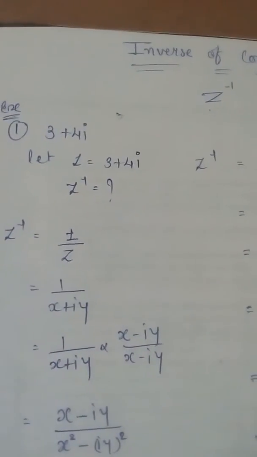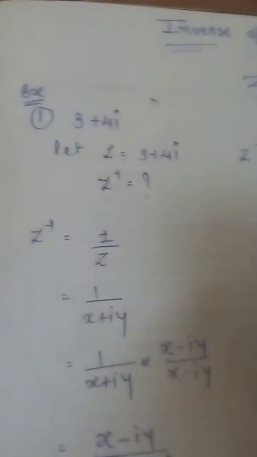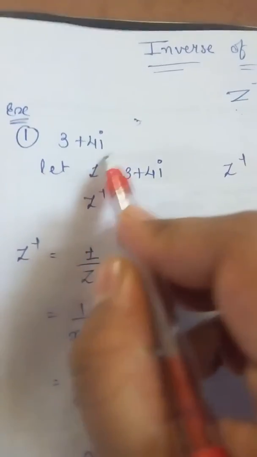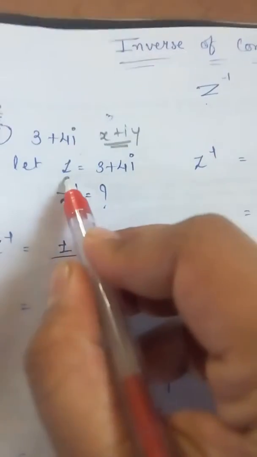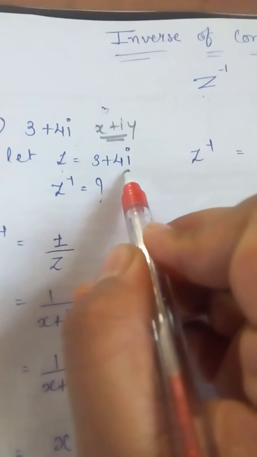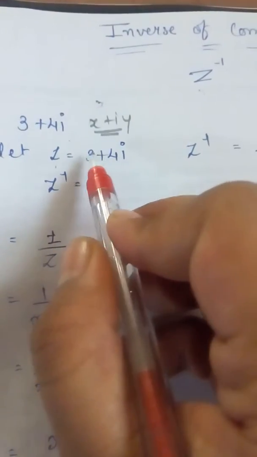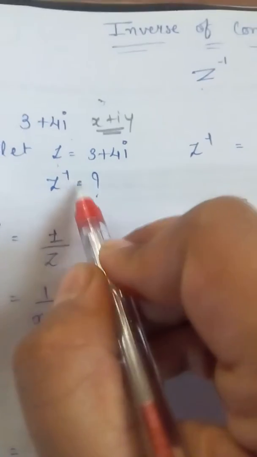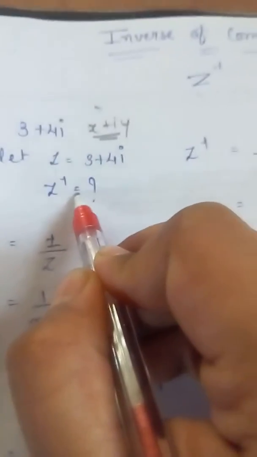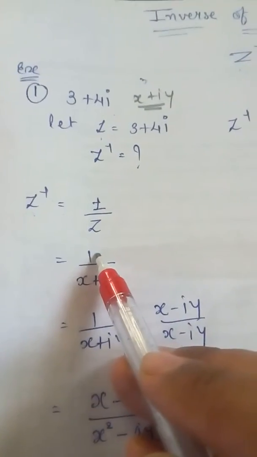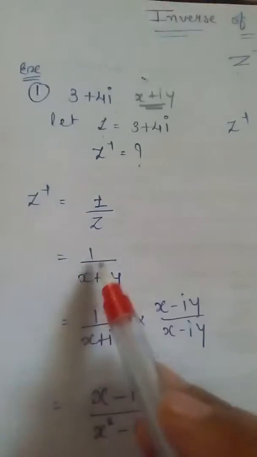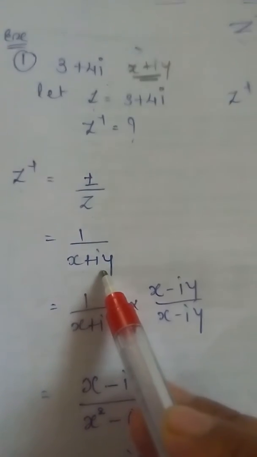To take the inverse of a complex number, we need one complex number. If we take an example of 3 plus 4i, which is x plus iy, a complex number, then z is equal to 3 plus 4i. Now the theory of inverse: z inverse means 1 by z. 1 by z means 1 by x plus iy.